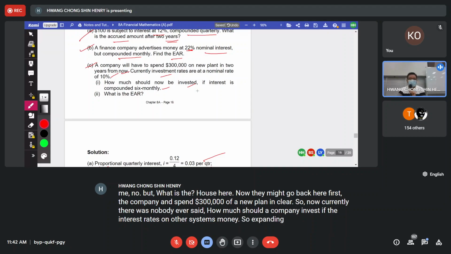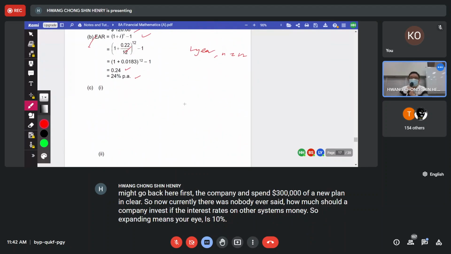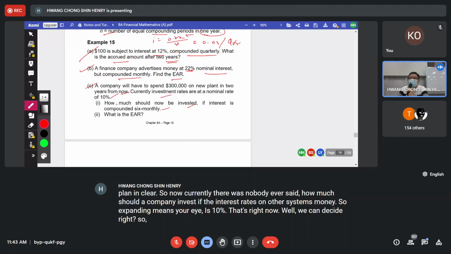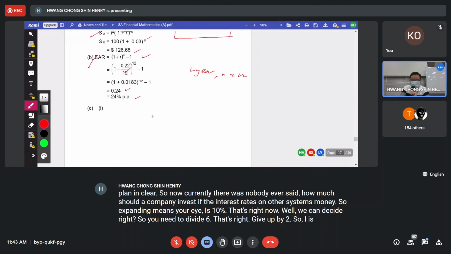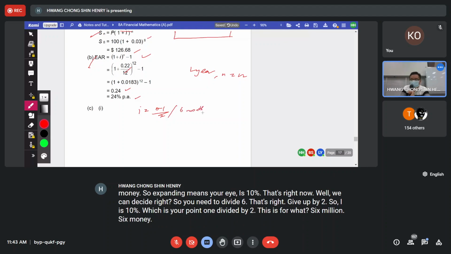6 monthly means your I is 10%. Can someone calculate this? What's your I now? Nominal rate 10%, right? So you need to divide by 2. So the I is 10%, which is 0.1 divided by 2. This is for 6 months, which is 0.05 per 6 months. Remember?